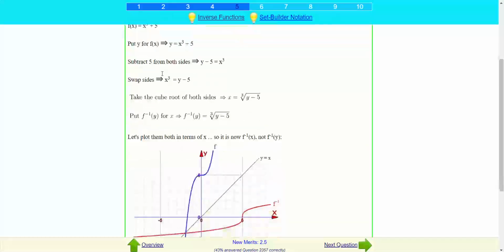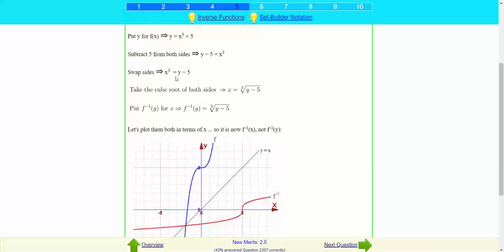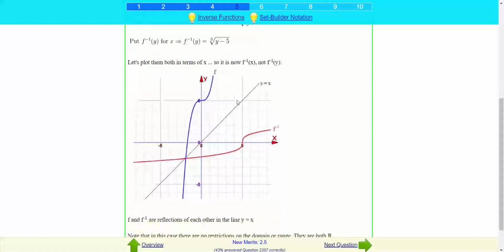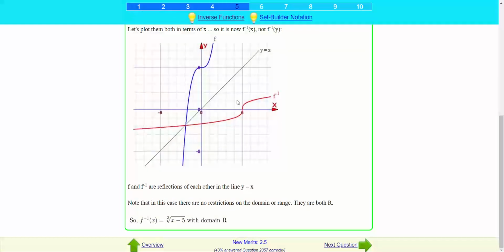Oh yeah. So we solve for it and we apply that x to the power of n will equal the nth root of y, the cube root. I'm not sure that the plotting would actually, let's plot them in terms of x. So okay, f and f inverse are the reflections. Now can we draw the cube root?